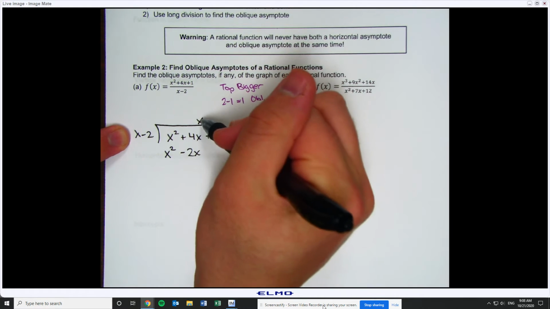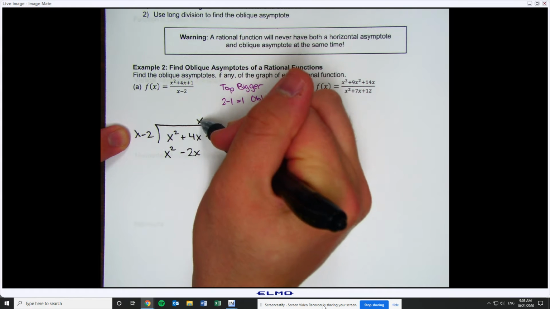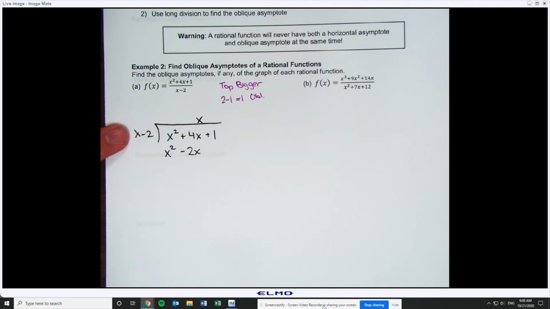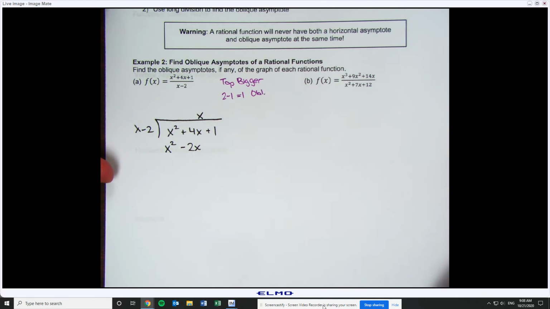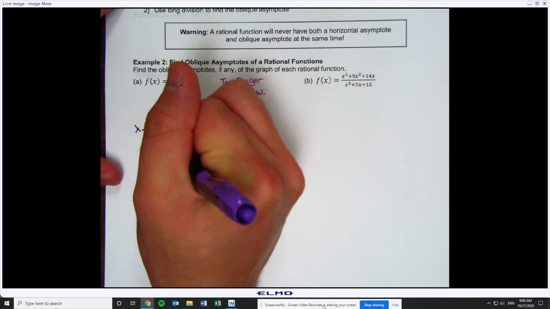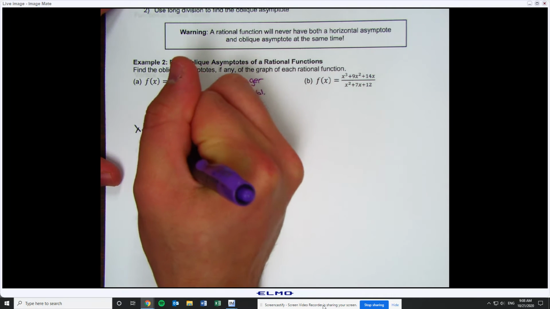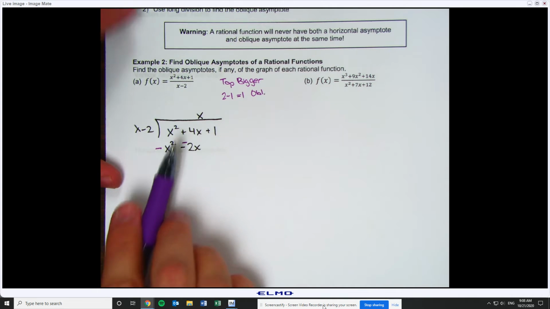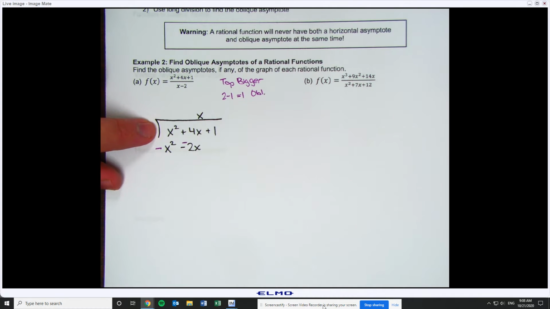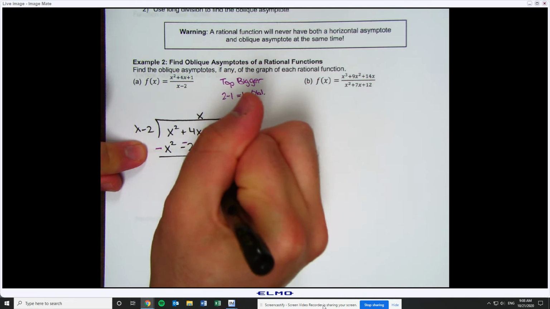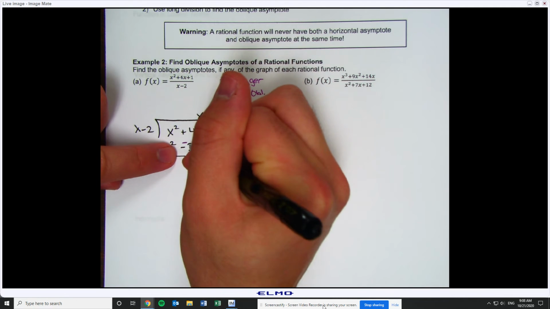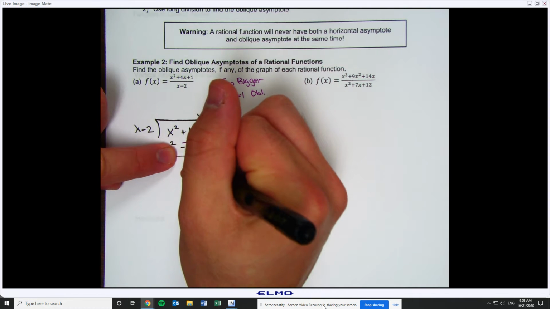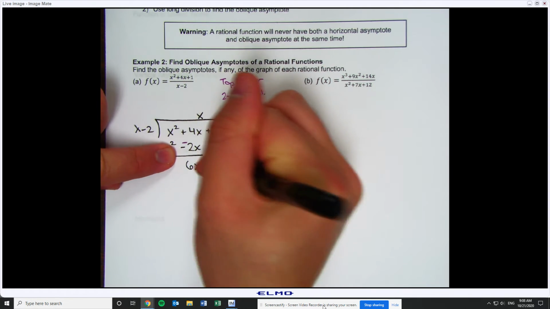So again, I put this up here, and I picked x because I knew I could multiply by x and it would match. Now, the reason I want this to match is because at this stage for long division, we have to subtract. So I will have to subtract right here by changing the signs. So I have x squared minus x squared. That cancels out. And right here, negative negative is a positive. So that is going to give me 6x squared.